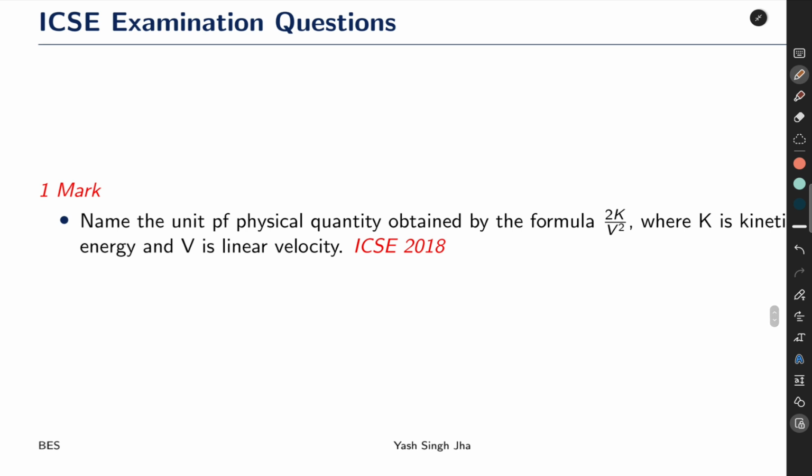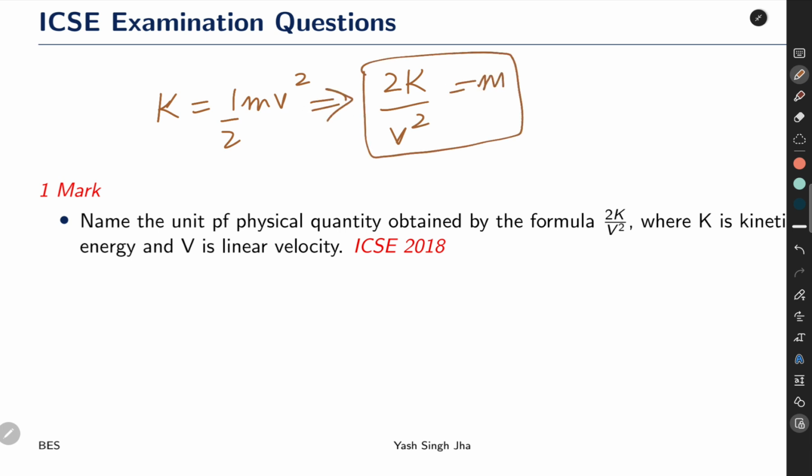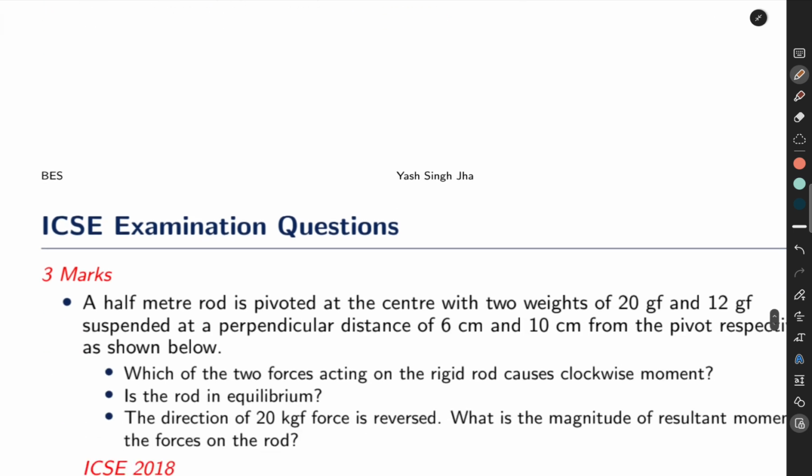Name the unit of physical quantity obtained by the formula 2k by v square. Achha, we know that kinetic energy is half mv square. So 2k by v square turns out to be mass. Yeah, so the physical quantity is mass. If you don't recall it, no problem. We'll revise it again in work, power, energy.